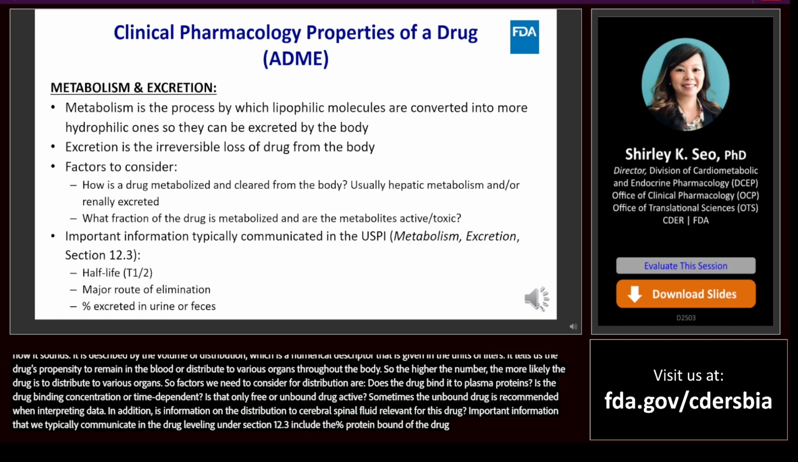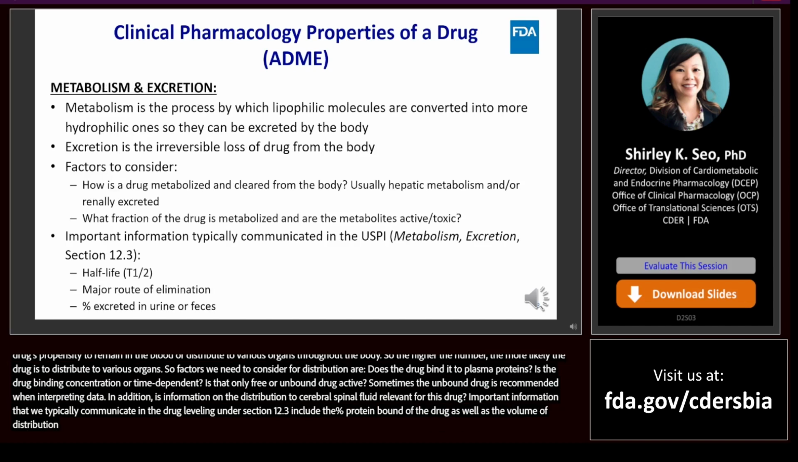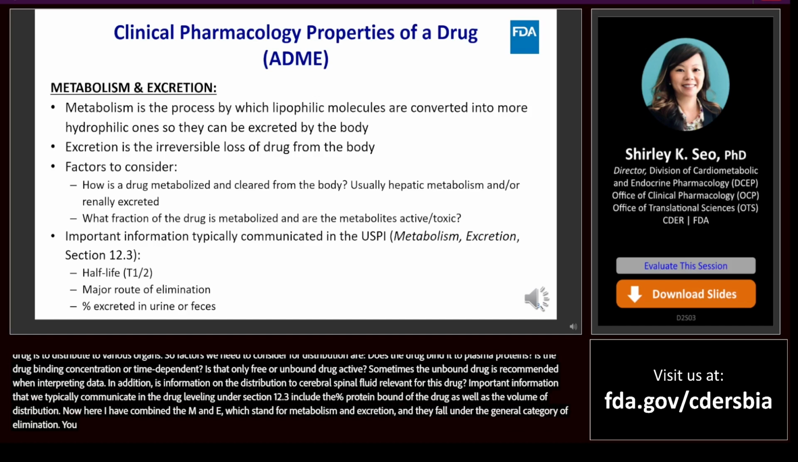Now here I've combined the M and the E. They stand for metabolism and excretion, and they fall under the general category of elimination. You may have heard that term before. Elimination is a broad category that includes metabolism and excretion.